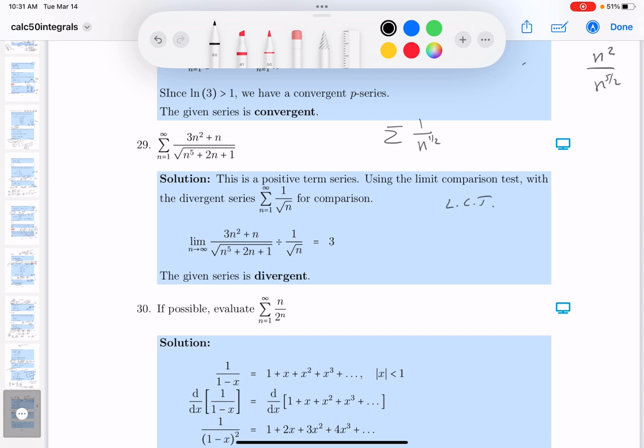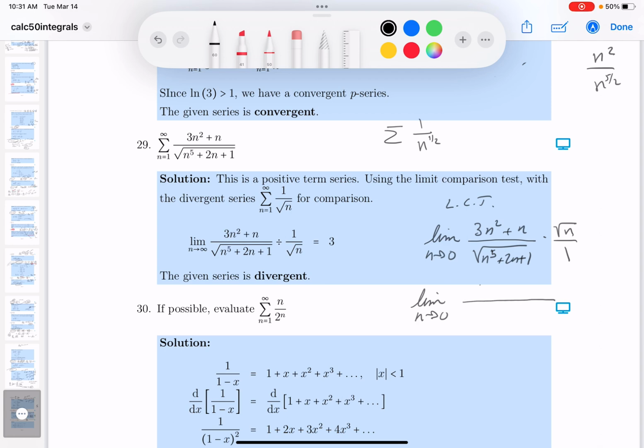And let's write down, so it's the limit as n goes to infinity of 3n squared plus n, and then on bottom you're going to get n^5, the root of n^5, I'm sorry, plus 2n plus 1. And we're dividing by 1 over the root of n, so I'm just going to put it as the root of n over 1. And I got to figure this limit out now. And to do that, it really doesn't look that bad. Now, a little bit of work maybe might help me.